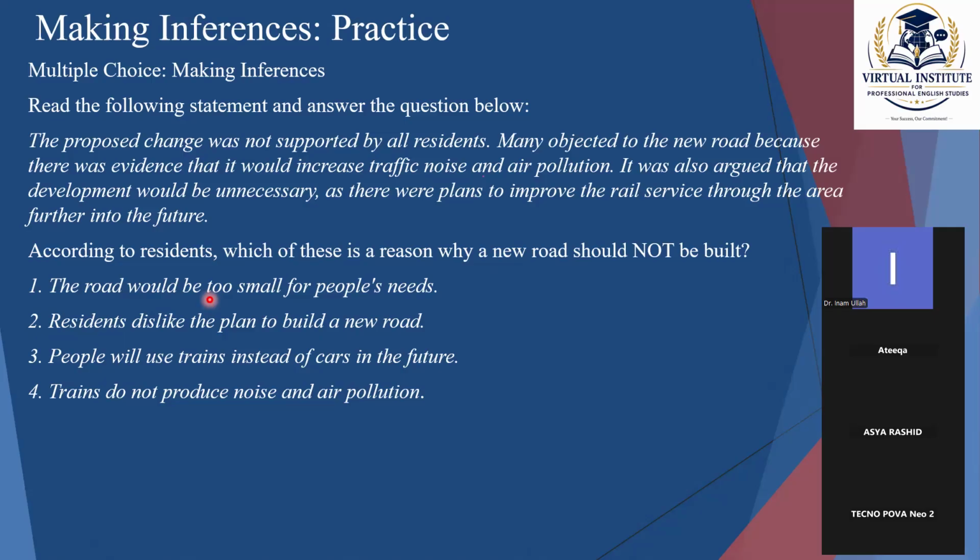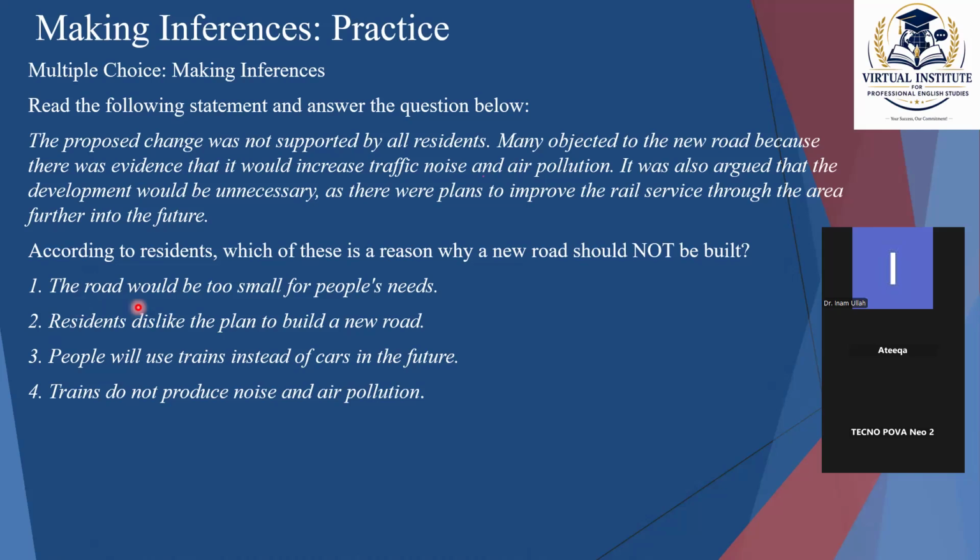Okay, Abdul Hamid and Atika. Look here. The proposed change was not supported by all residents, right? Why did they not support it? Many objected to the new road. Why? Because there was evidence that it would increase traffic noise and air pollution, right? So that is one reason. It was also argued that the development would be unnecessary. This is another reason, as there were plans to improve the rail service through the area further in the future, right? Because they were already improving the rail service.